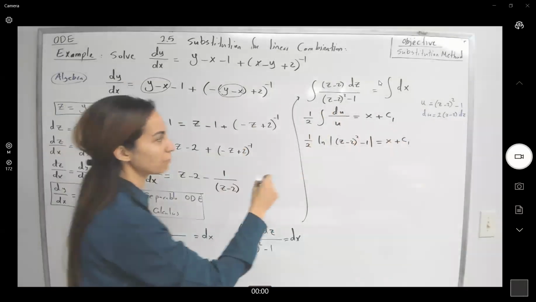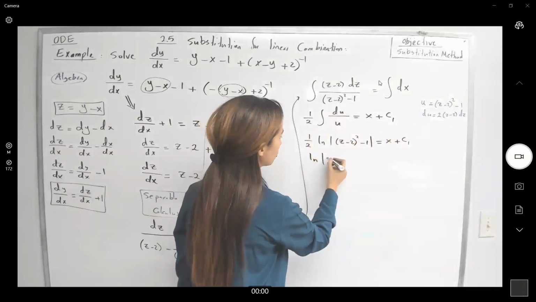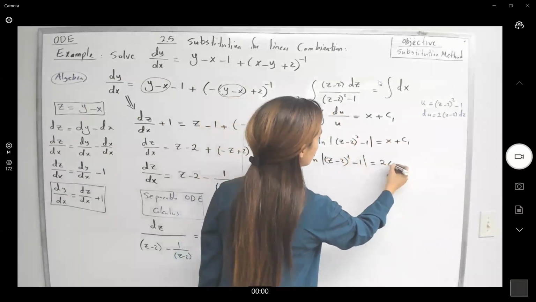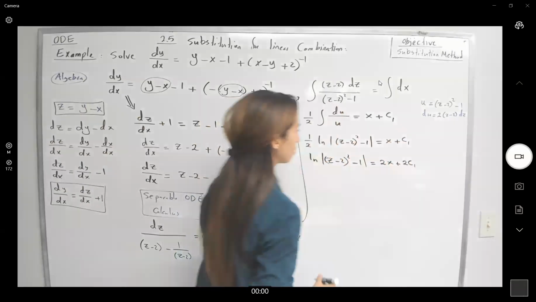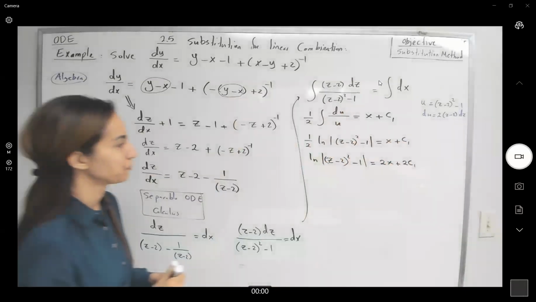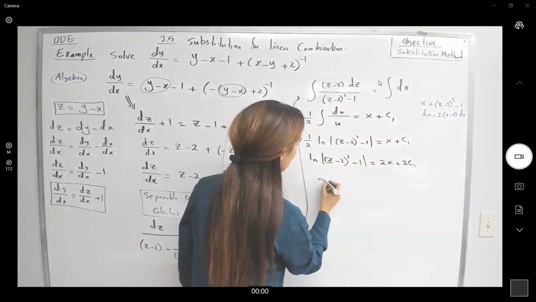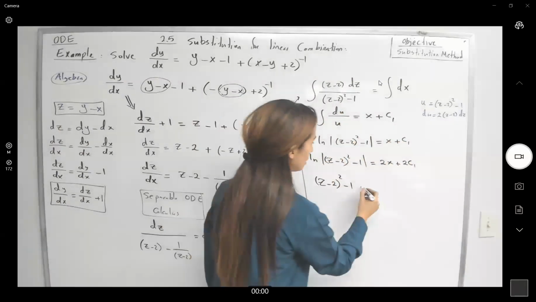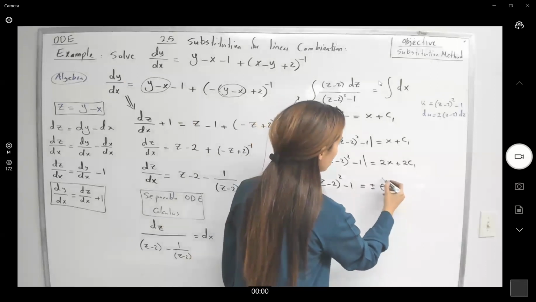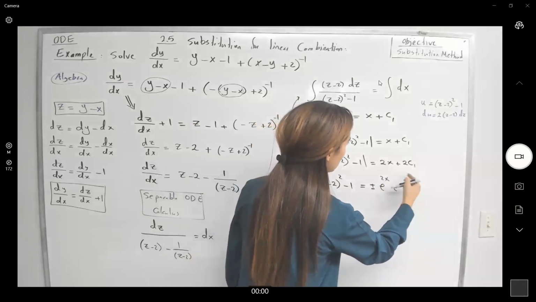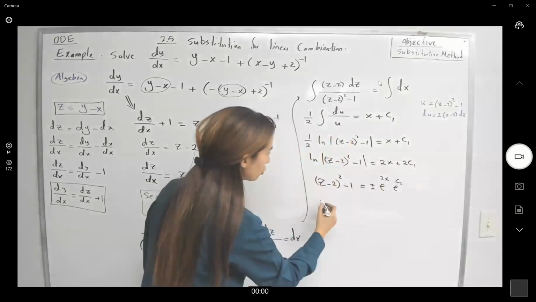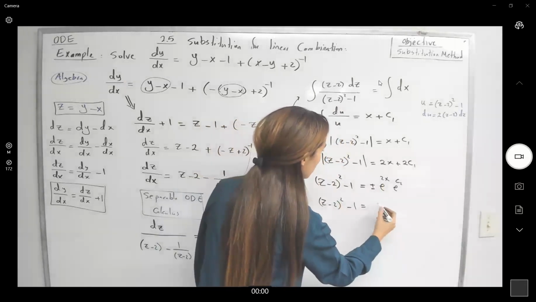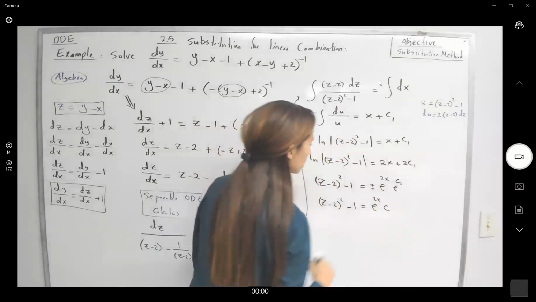If you multiply everything by 2, we get ln of the absolute value of (z minus 2) squared minus 1 equals 2x plus 2c sub 1. You can call this c sub 2. And here you have (z minus 2) squared minus 1 equals plus or minus e to the 2x and e to the c sub 2. And eventually, (z minus 2) squared minus 1 becomes e to the 2x times c.